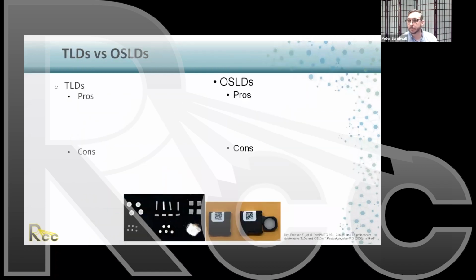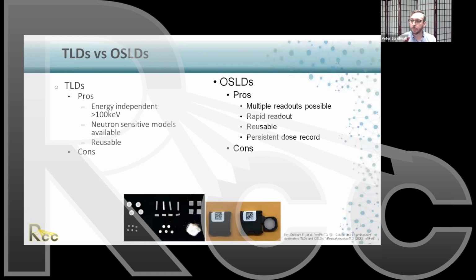Pros and cons. Start with the good. TLDs are energy independent, relatively. They have neutron sensitive models. They're reusable and they're well studied. Pros of OSLDs: you can read them out multiple times because just where you shine the laser, that's where you get the response from. So you might have an area that you can shine multiple laser points on, and that's what they do. Sometimes they'll reread them. Rapid readout, much quicker and less complex than the glow curve of the TLDs. They're reusable, and you have a persistent record.